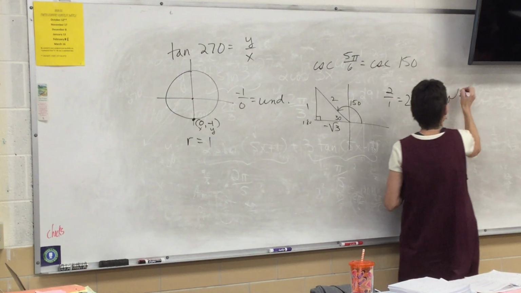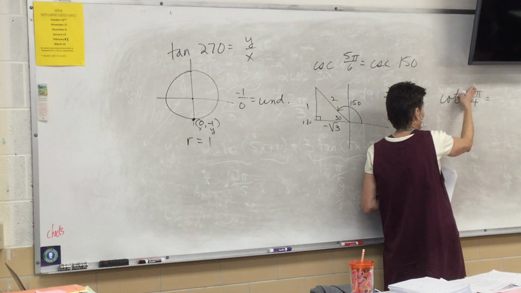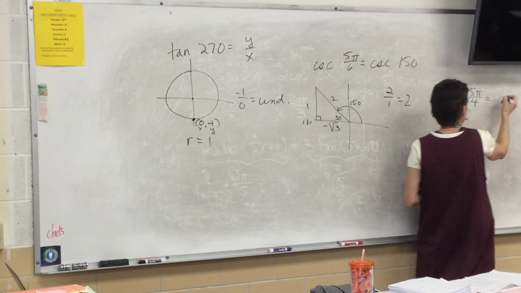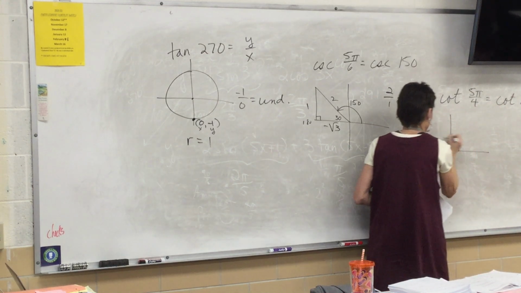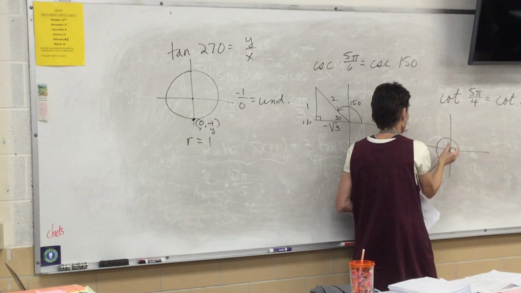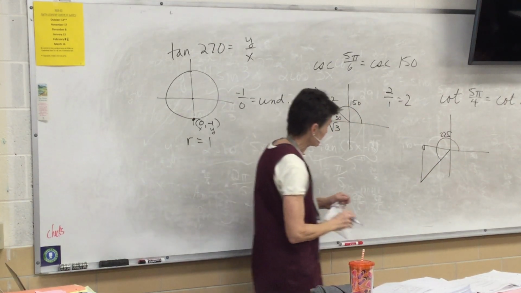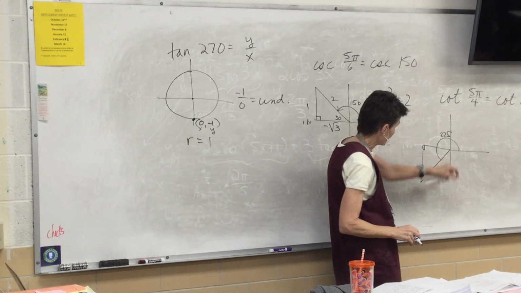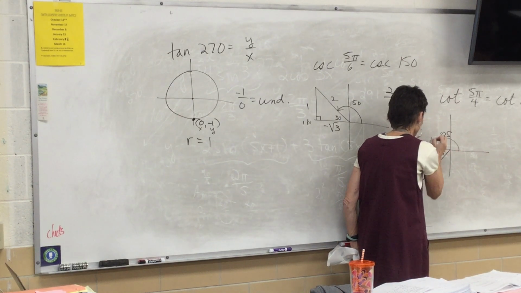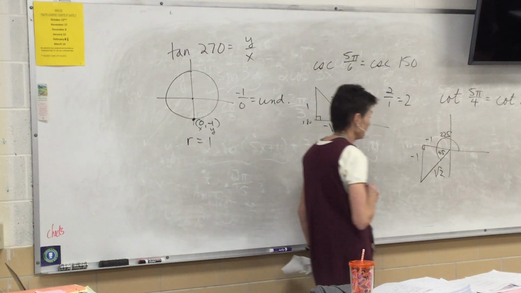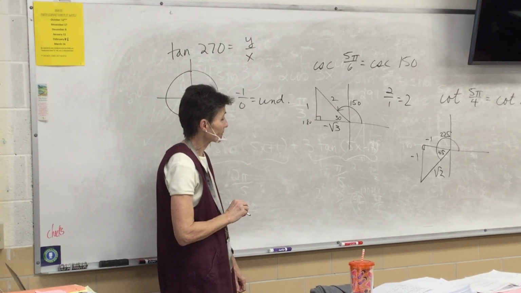Cotangent, 5 pi over 4. 180 divided by 4 is 45, times 5 is 225. 225 right down here. How big is my reference angle? That's this little angle right here. How big is he? 45. So I have a 1 root 2, and both of those are negative. You have to pay attention to which quadrant you are in.